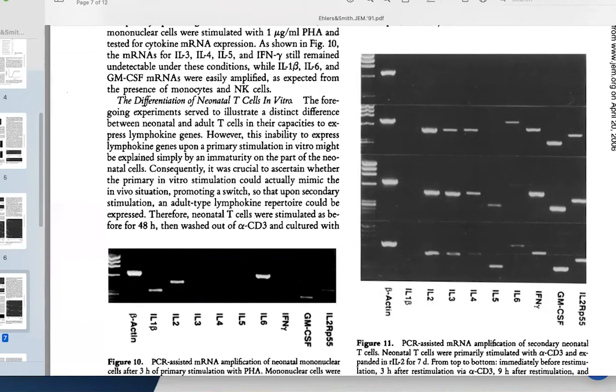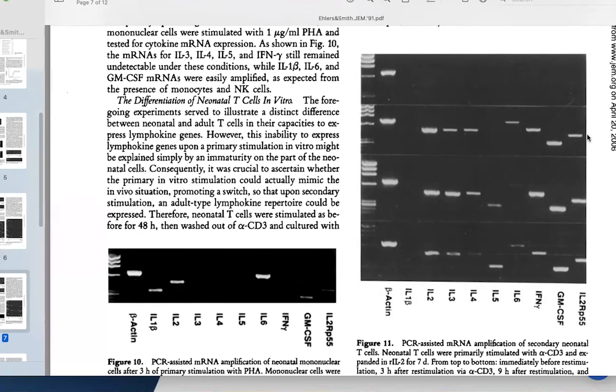And so we did exactly the same kind of experiment. And in figure 11, then we have neonatal T cells after first a primary immune response where they were activated with anti-CD3 for 48 hours and then washed out, and then kept in IL-2 for 7 to 10 days, I think, and then re-stimulated through the T cell receptor with the anti-CD3 molecule and so forth. This is time 0 on the secondary stimulation.